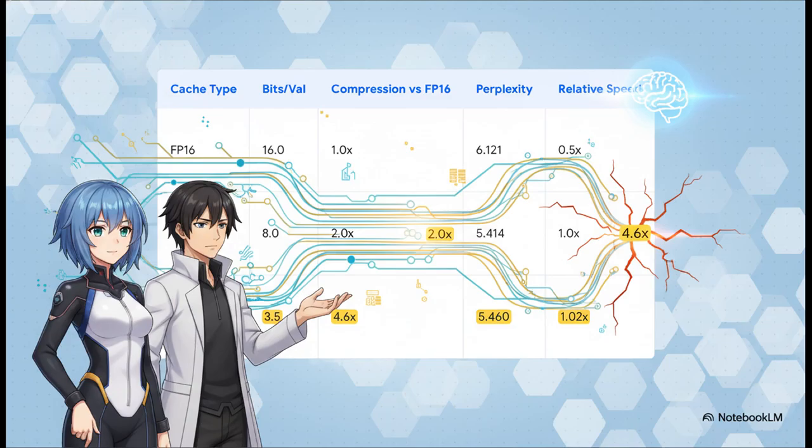Perplexity, that's how we measure a model's quality. Lower is better. It's at 5.460. That's virtually identical to the 8-bit baseline. Now what about speed? 1.02x. It's just as fast. But the compression? 4.6 times better. The data doesn't lie. The wall, it finally had a crack in it.